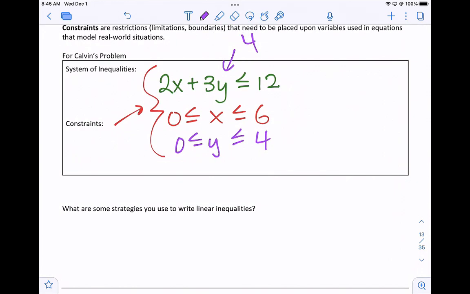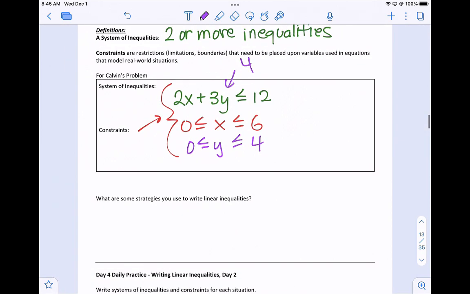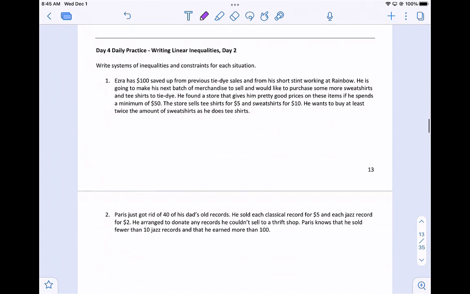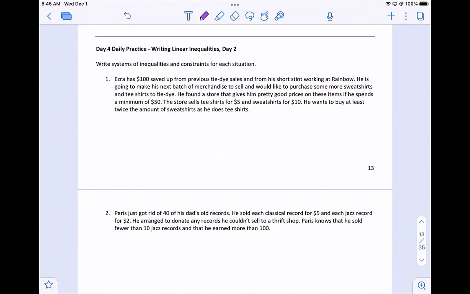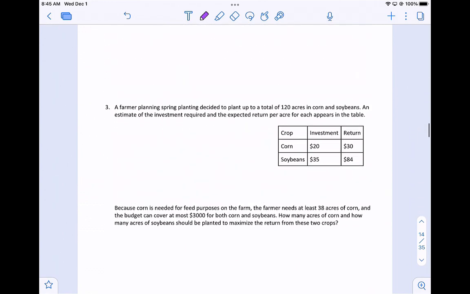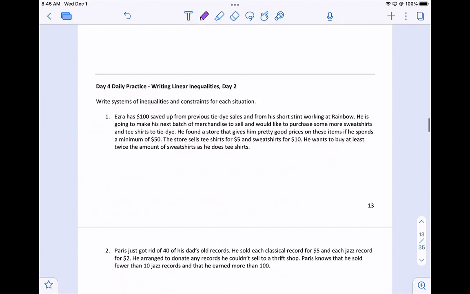And then it says, what are some strategies you can use to write linear inequalities? So think about that as you do the assignment, which is, can you take these words and write the inequalities? So we'll do the first one together, and then you can have two to try on your own.